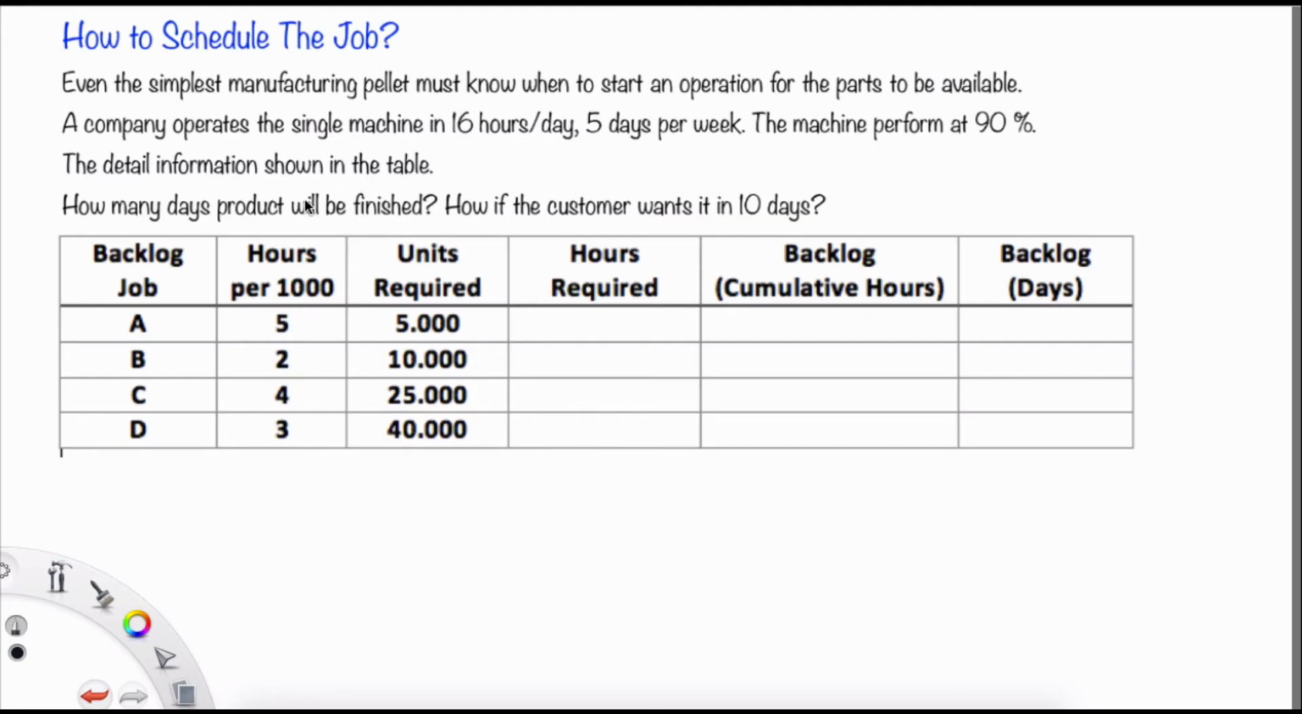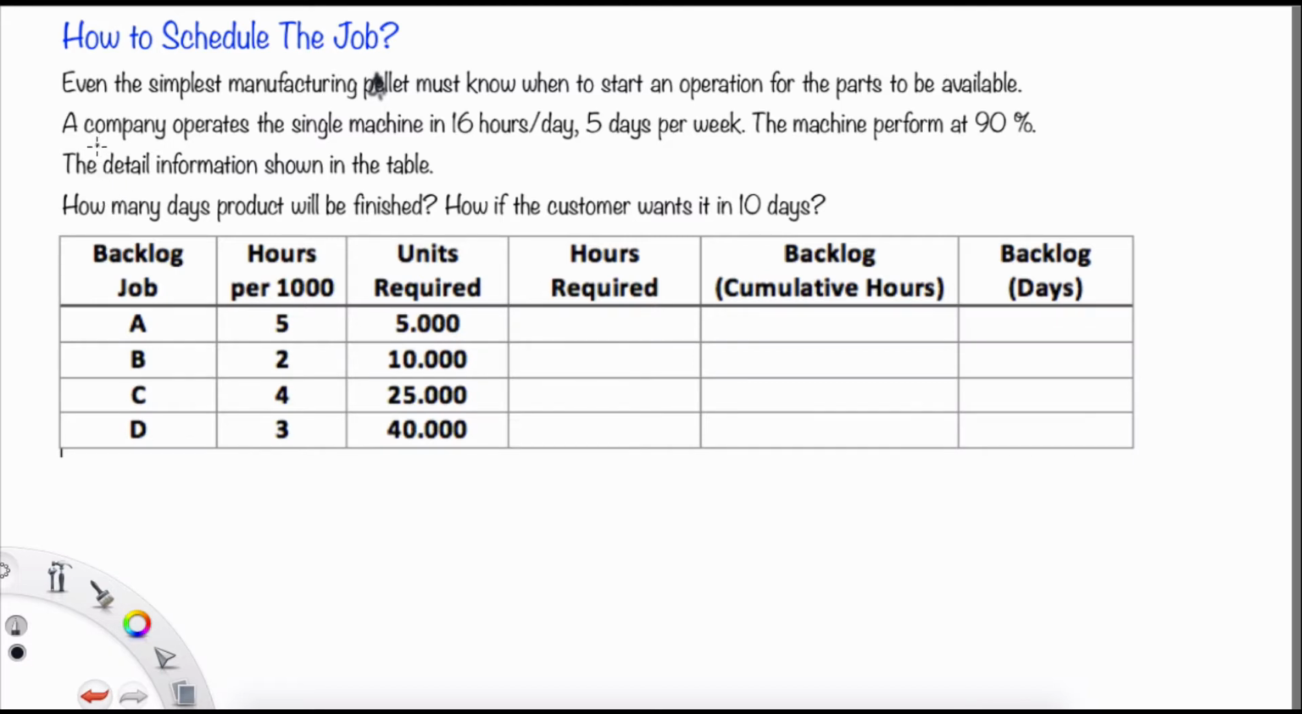How to schedule a job. Even the simplest manufacturing plant must know when to start an operation for the parts to be available. And it's really important because it will give you the information on how long until the product will be available, so the customer will know at first, when they make the requirement or make the order.